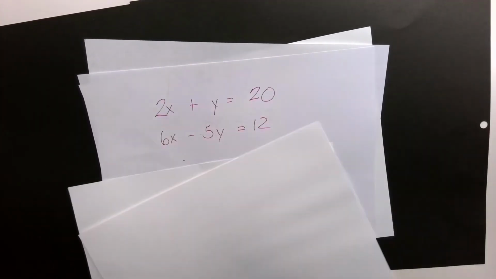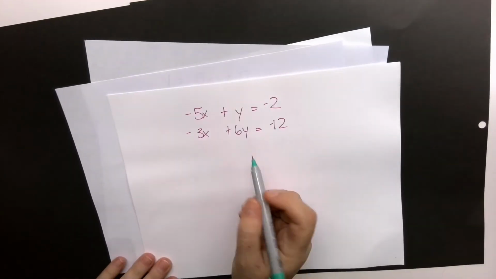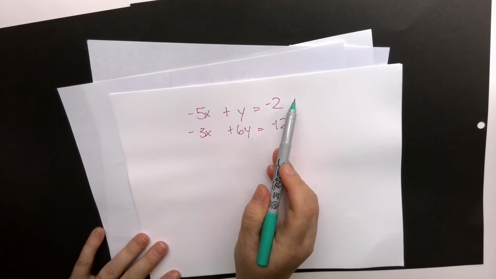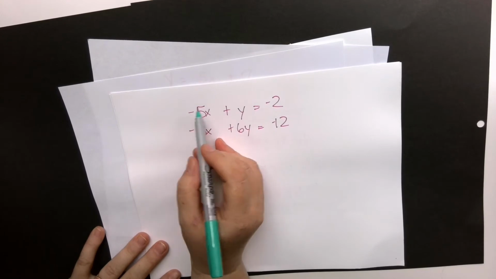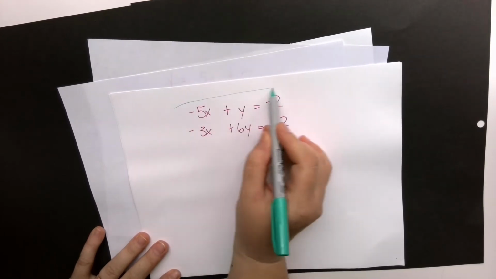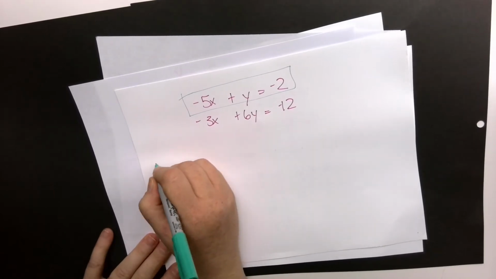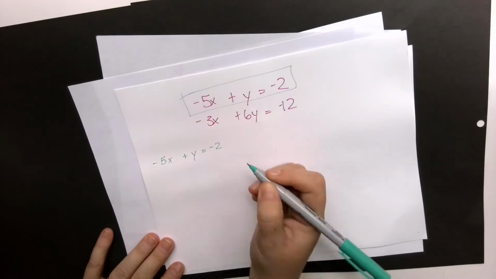Now, those first two examples were not too bad. Let's look at this one, though. Now, again, we're still going to solve by substitution, but in this case, they didn't give me an easy value for y. I have to change this from standard form to slope-intercept form like I've done before. So I'm going to rewrite that equation here. -5x plus y equals -2.